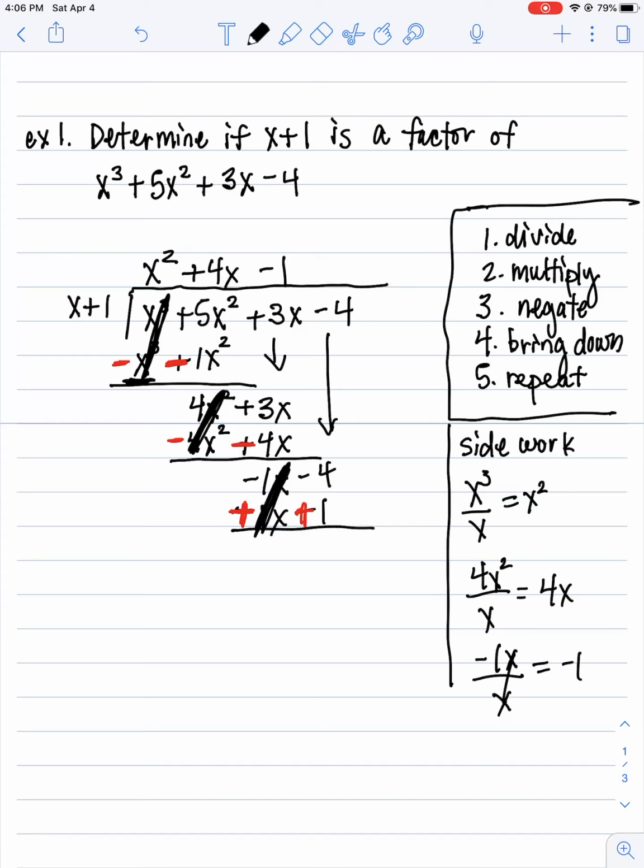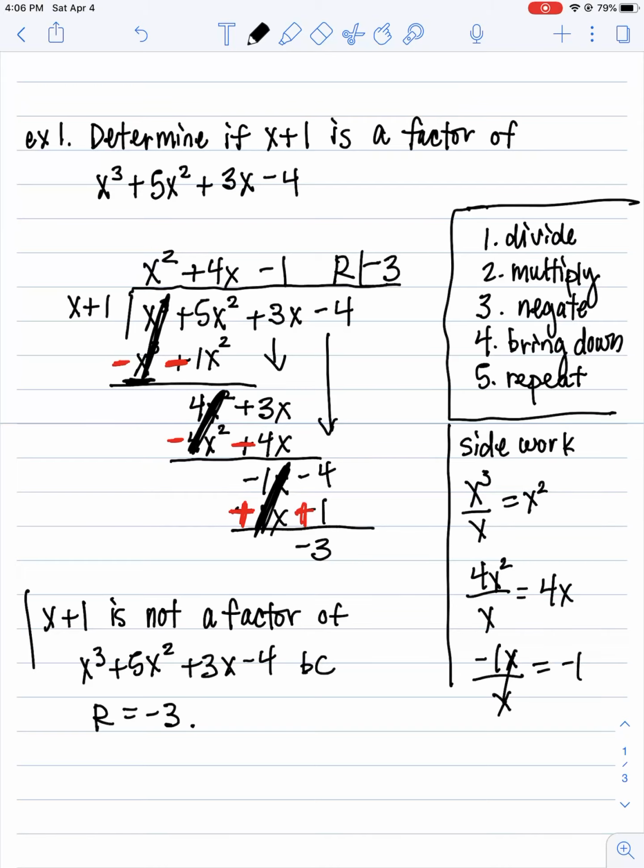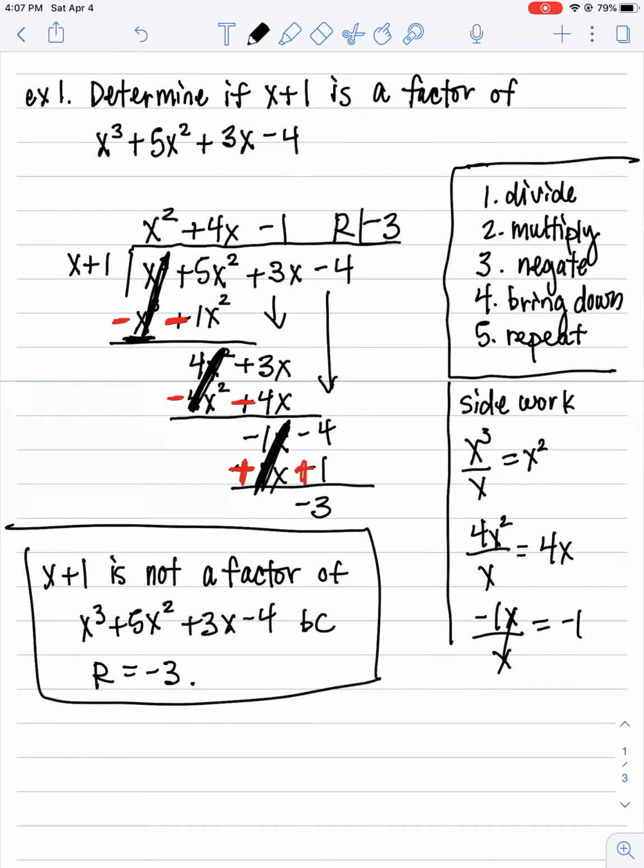The question asked, determine if x plus 1 is a factor of that long polynomial. Well, no, x plus 1 is not a factor, because in order to be a factor, we have to have a remainder of 0. So x plus 1 is not a factor of x cubed plus 5x squared plus 3x minus 4, because there's a remainder which equals negative 3. So no, it's not.